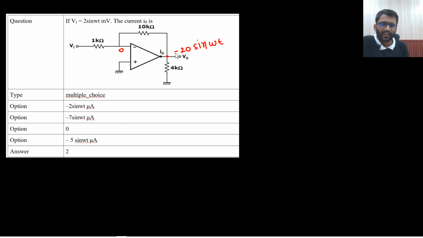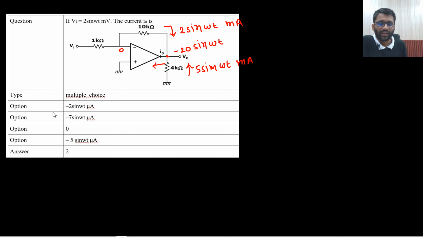So how much current will it drive? Minus 20 sin omega t divided by 4. So 5 sin omega t milliampere. This is the current, right? And 0 minus 20, this is 2 sin omega t milliampere, right? Because 0 minus 20 sin omega t divided by 10 kilo. So 2 sin omega t milliampere, and both combined will go here. So 7 sin omega t milliampere.